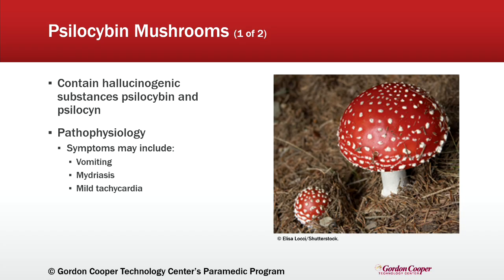Psilocybin mushrooms contain two hallucinogenic substances. The most commonly misused species are the Mexicana and the cyanescens. These mushrooms typically have a bitter taste, which is often masked by mixing them with liquids or other foods. Symptoms and hallucinogenic effects usually begin in about 30 minutes after ingestion, and the effects typically last between 4 to 6 hours.